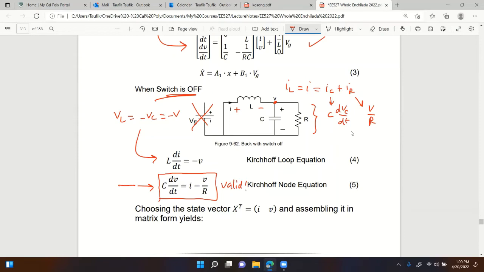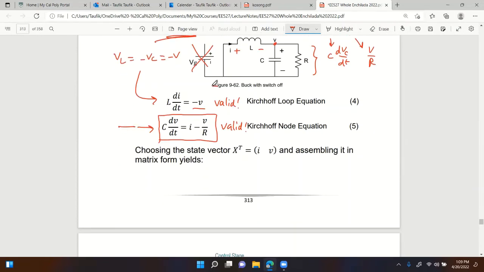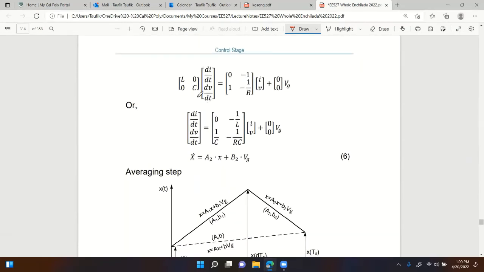How about the first one? It's minus V, that's also valid, right? But that's our X, that's one of the state variables. So valid. So now we can write those two equations into matrix equations, and that's what I have right here.